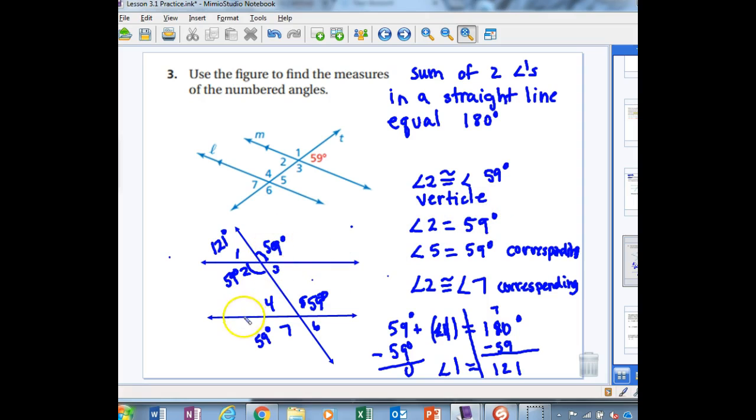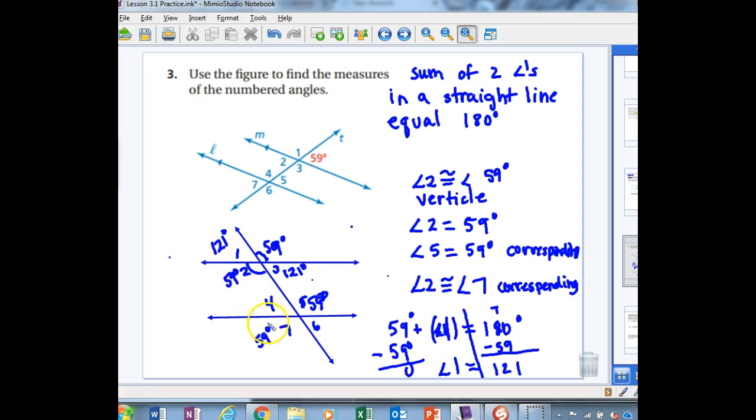They're vertical angles, right? So can I find the angle of measure 3 knowing that angle 1 is 121? They go straight across. So are they vertical angles? So what is the measure of angle 3? 121.